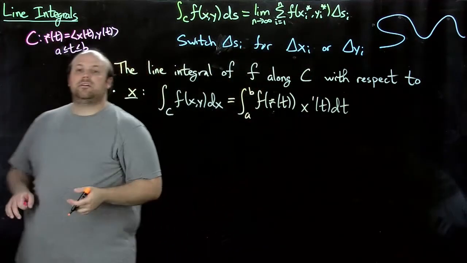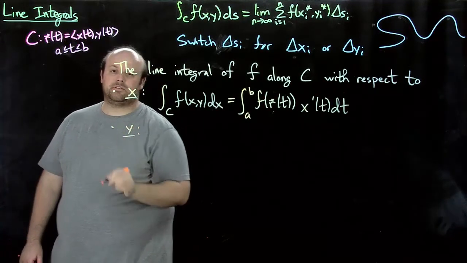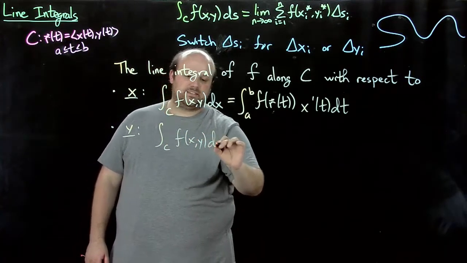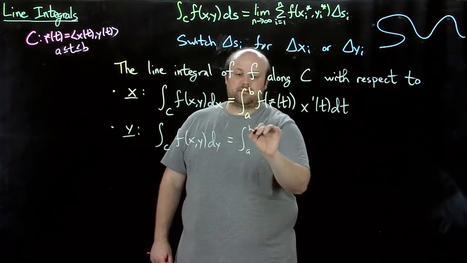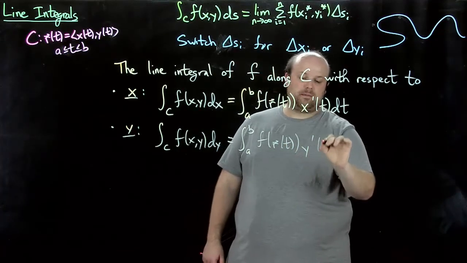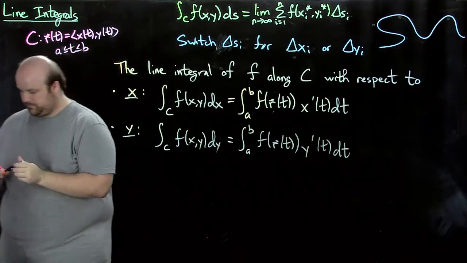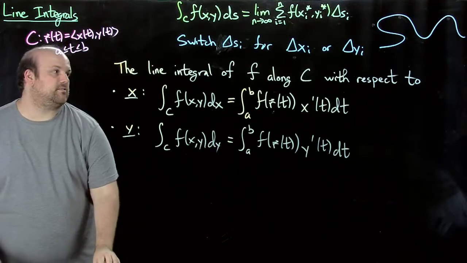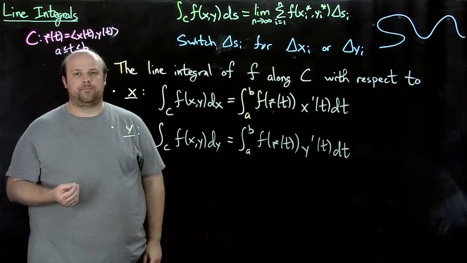All right? And then you can probably guess what the line integral with respect to y will look like. Well, we write down the same thing here, except with a dy now. And then this is the integral from a to b of f of r of t times y prime of t dt. All right? So these are two new types of line integrals we have. We can do a line integral with respect to x or with respect to y. All right?